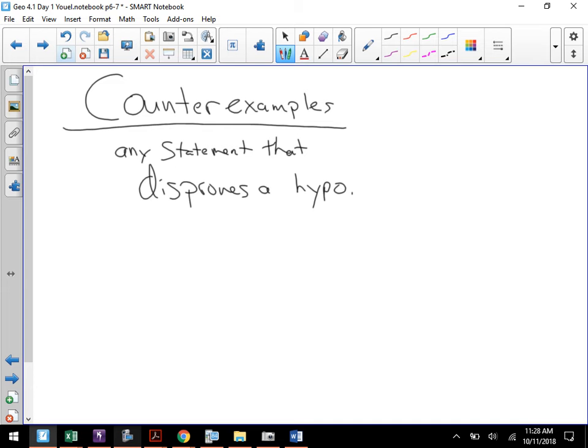It's any statement that disproves a hypothesis. What was the one I had? All snakes are poisonous. Give me a counterexample. Gardner snake. Garter or Gardner? Gardner.